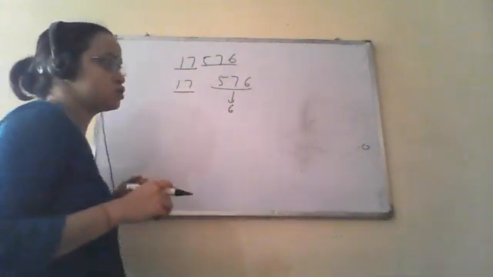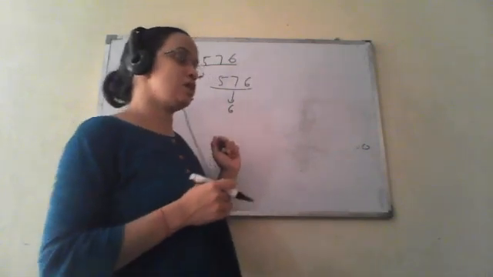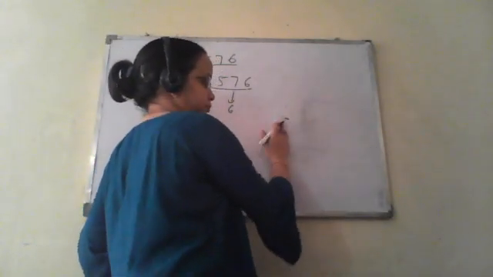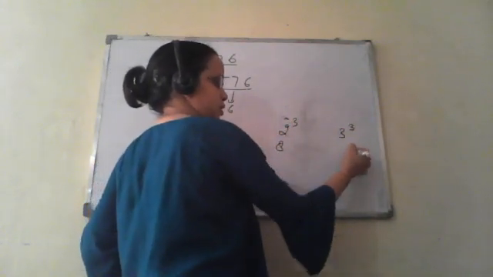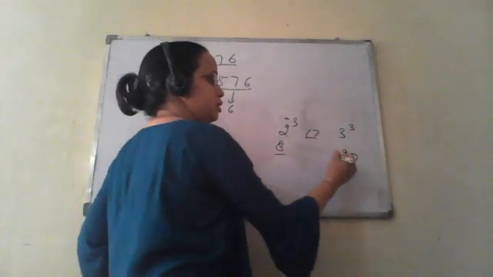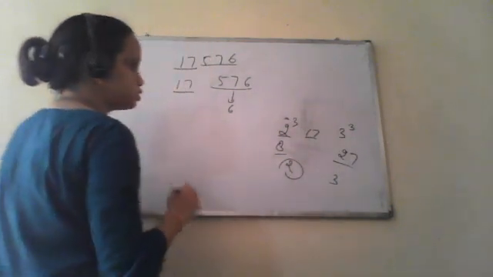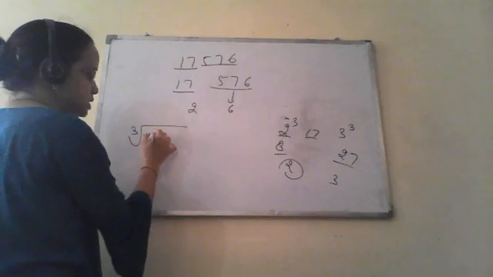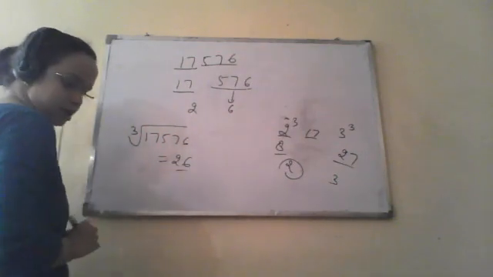Now 17. We will think of a number which is a perfect cube and which is near 17. 2 cube is 8 and 3 cube is 27. So this 17 is lying between 2 cube and 3 cube, that is, between 2 and 3. What is the smaller number? That is 2, so we'll write 2 for this. So the cube root of 17576 is 26. Clear?